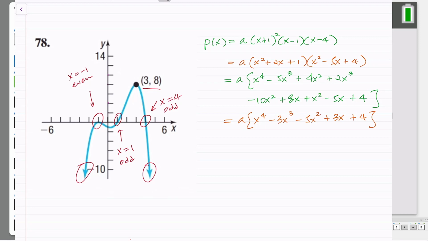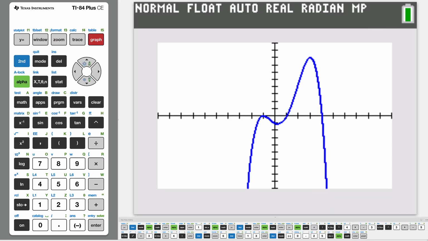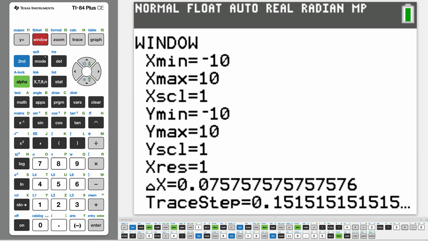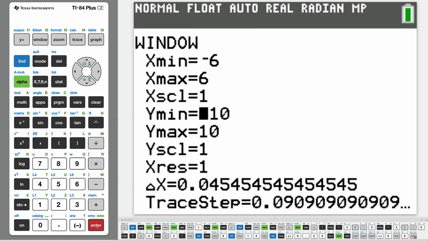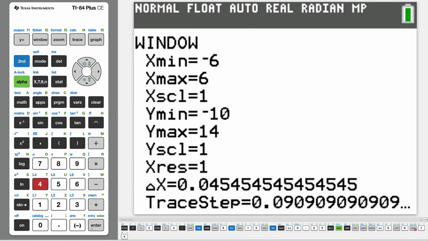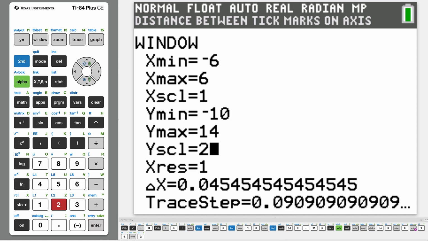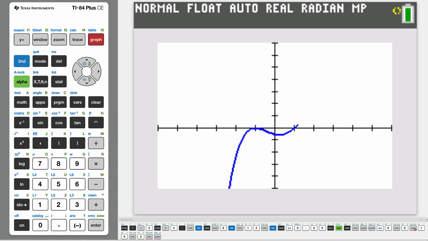Okay, so I'll do the same thing. So negative 6 to 6. Scale of 1 is fine. Negative 10 to 14. And if you want, you just do the same thing. Scale of 2. It doesn't really matter. Here's the graph.